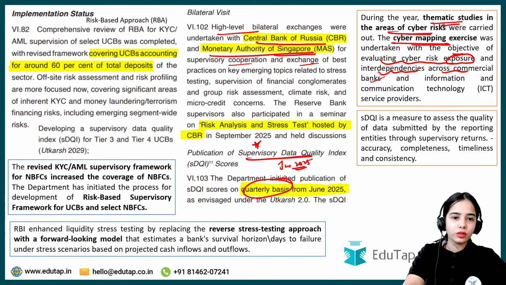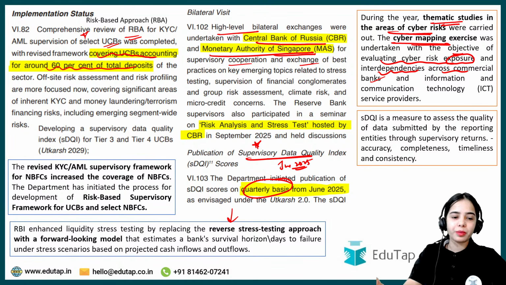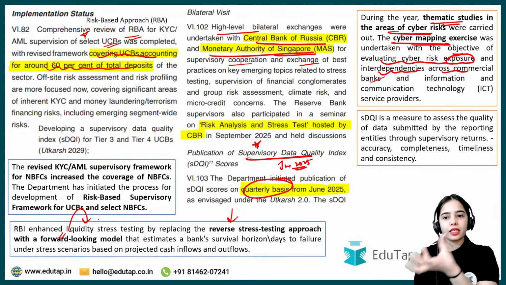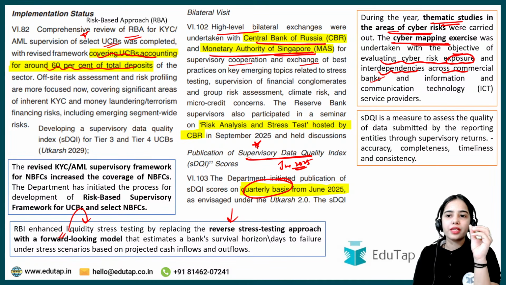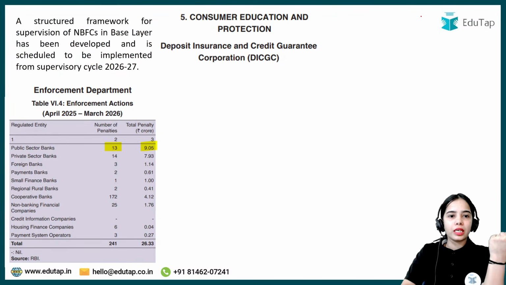Coming to the last part now. Till now, any confusion? You have to remember that the comprehensive review happened of the risk-based approach for the UCBs, covering UCBs accounting for 60% of the total deposits. Rather than the reverse stress testing approach, RBI will now focus on the forward-looking model for liquidity stress testing. The high-level bilateral exchanges happened with the Central Bank of Russia and the Monetary Authority of Singapore. The Supervisory Data Quality Index, from June 2025, is released on a quarterly basis. Thematic studies were done on cyber risk, and a cyber mapping exercise was adopted.